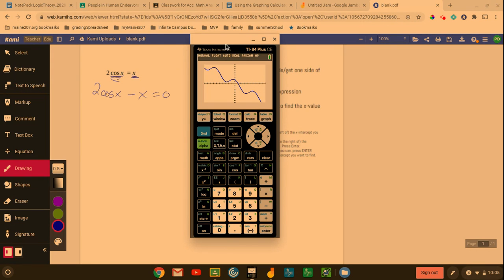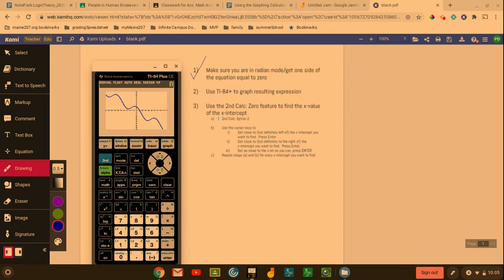There's a wonderful feature here. We're on step 3 now. Use the second calc 0 feature. Second calc is all up in here. There's lots of things the calculator can calculate for you. If I press second calc, I want to find that 0. So I'm going to choose option 2, find the 0. And the calculator is going to ask me for 3 things. It's going to ask me for the left bound, the right bound, and the guess.